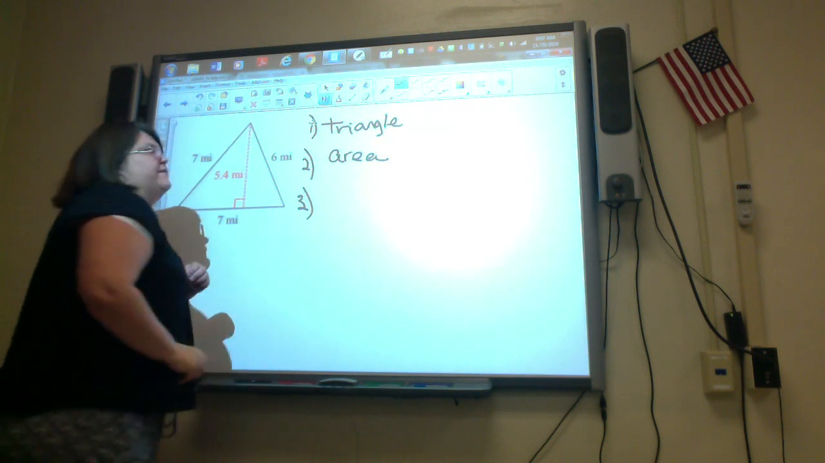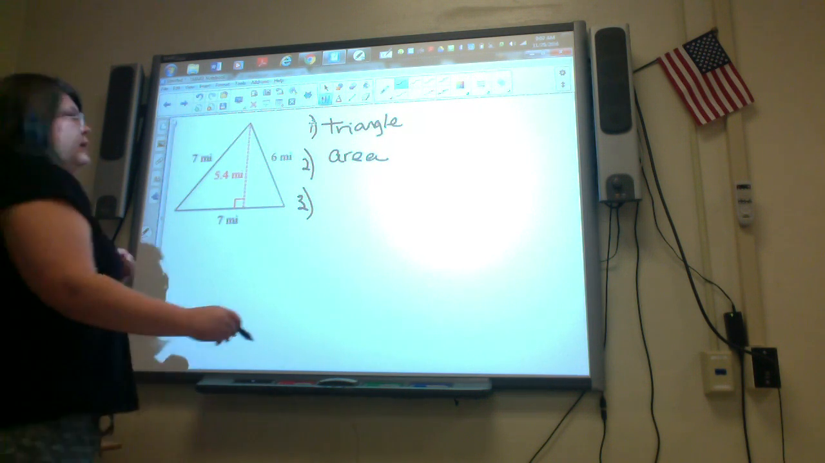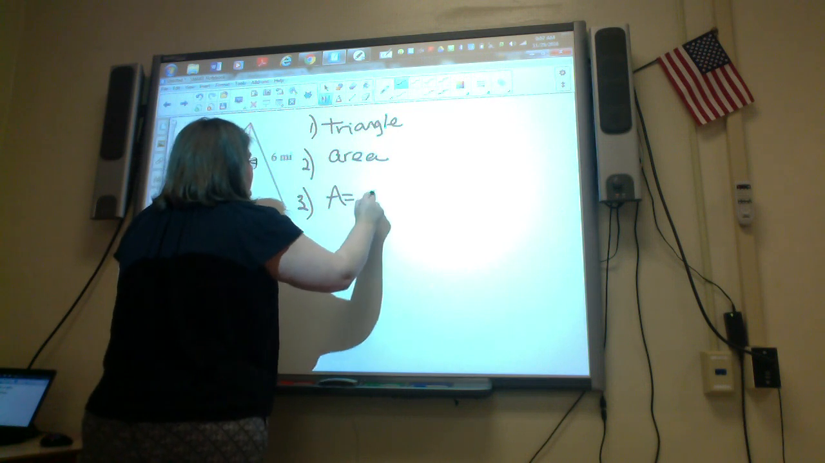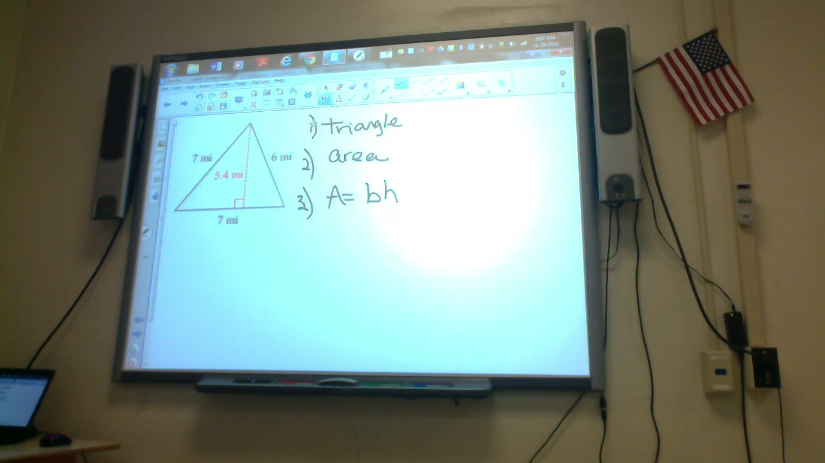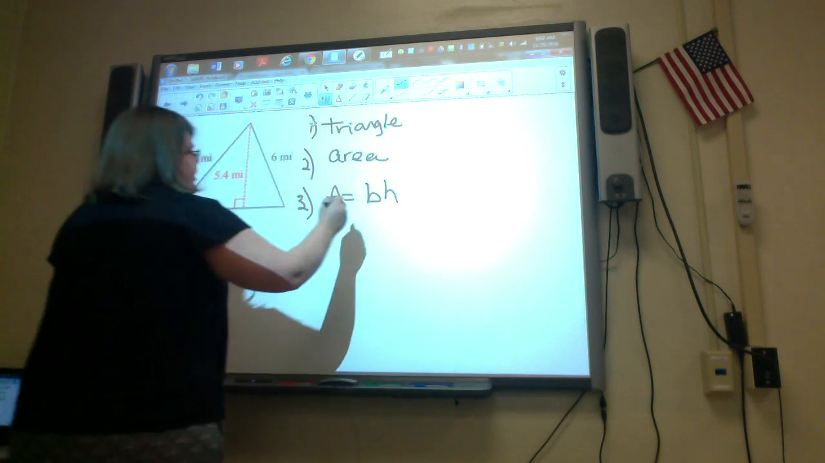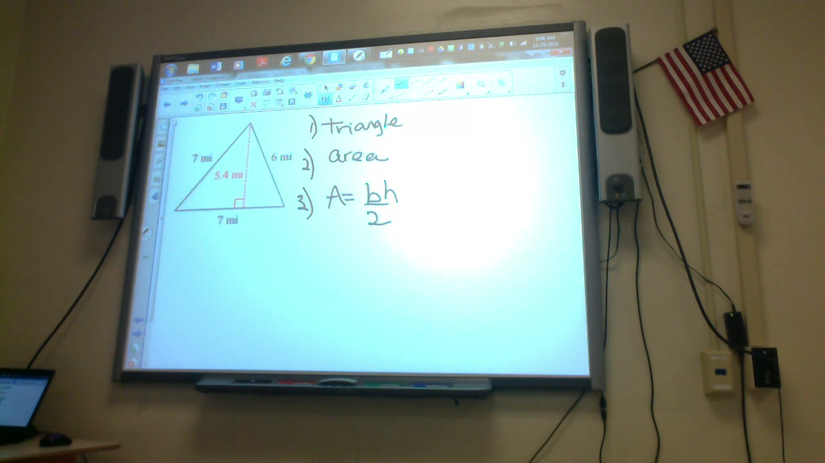The formula. Number 3, what formula do I use? Base times height. Now that gives me the rectangle. So what do I know about a triangle? You have to divide it in half. It's always a rectangle divided by 2. All right. So this problem gives me a 7, a 6, a 7, and a 5.4. What numbers do I need?